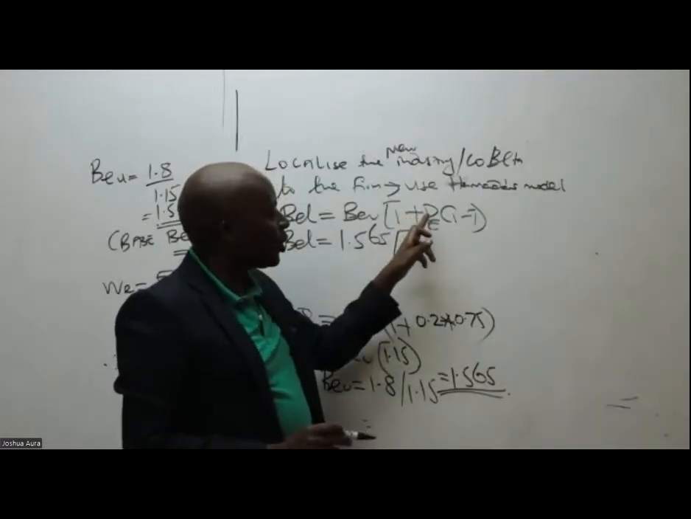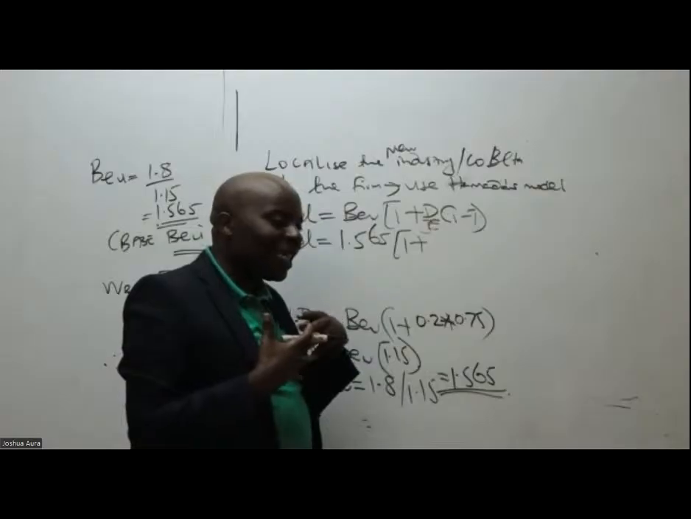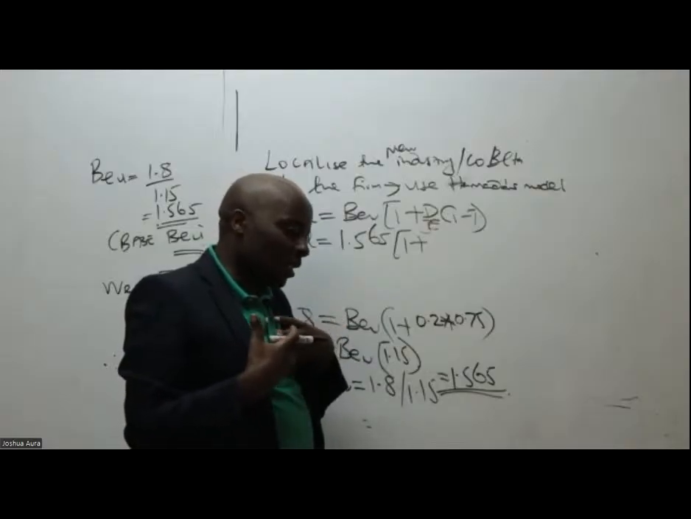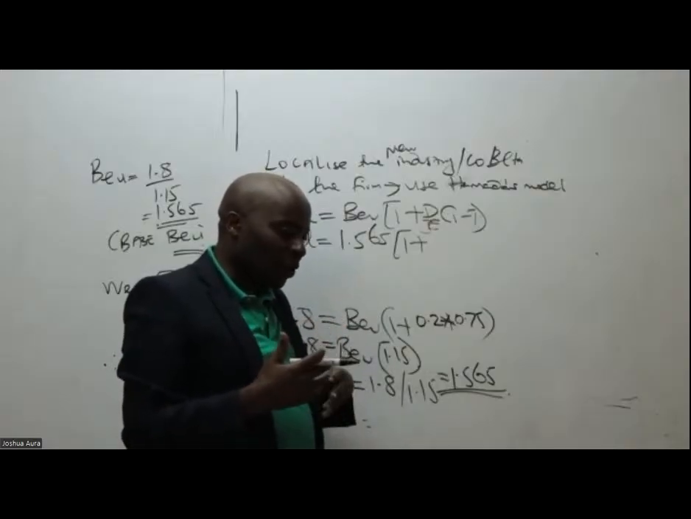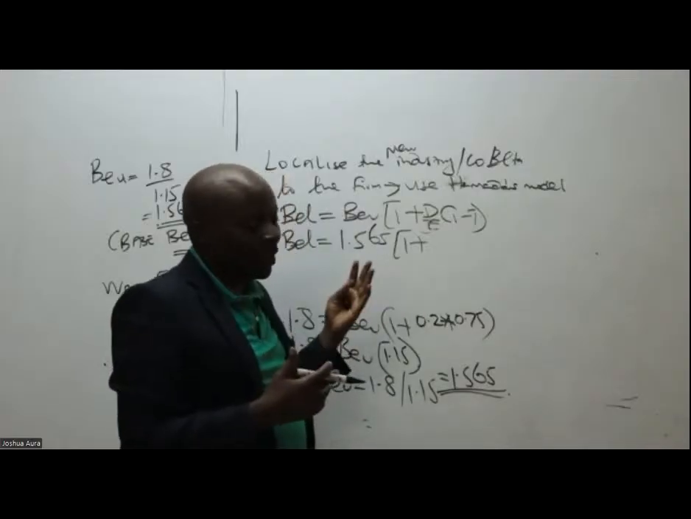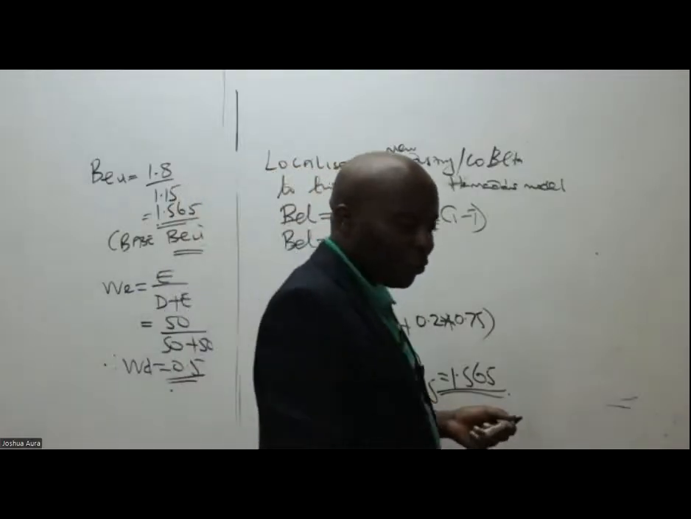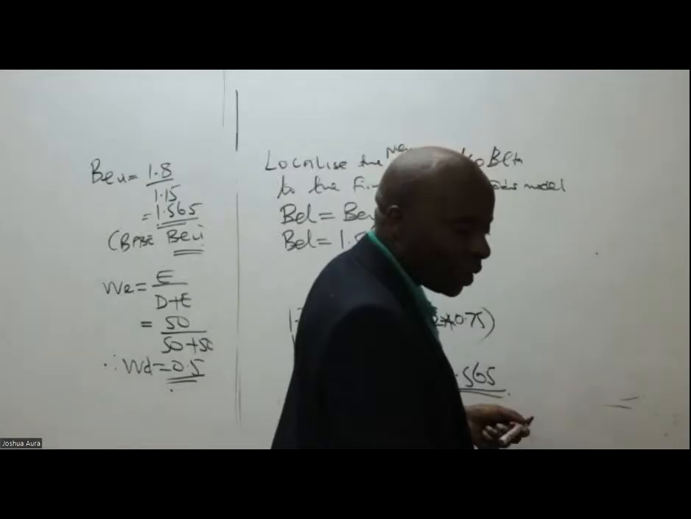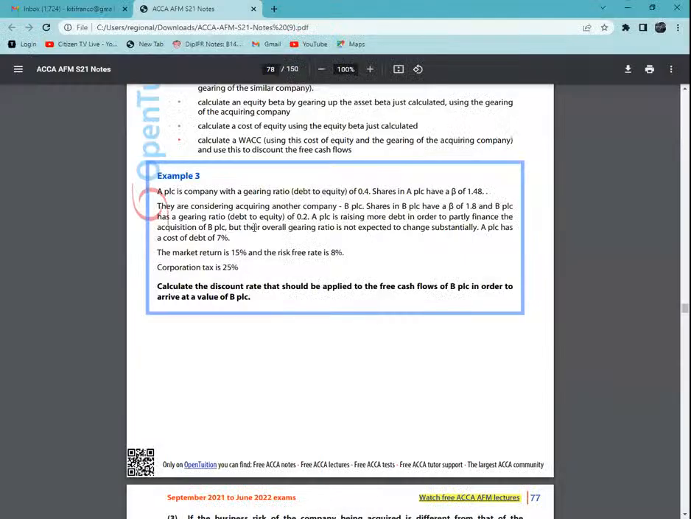And the debt to equity ratio of the company to use, in most cases, is normally given in the question, like Roman 1, Roman 2, Roman 3. But you see here, we don't have Roman 1, Roman 2, or Roman 3. Then I have to go back to the debt to equity of the company as it was given up there. It was given here: A PLC is a company with a gearing ratio of 0.4.